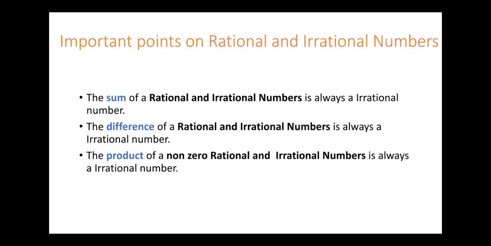Few points on rational and irrational numbers. The sum of a rational and irrational number is always an irrational number. 2 is a rational number, root 3 is irrational, so 2 plus root 3 is an irrational number. The difference of a rational and irrational number is always an irrational number. Again, 2 and root 3, 2 minus root 3, irrational number. The product of a non-zero rational number and an irrational number is an irrational number. 2 into root 3, 2 root 3, which is again an irrational number.